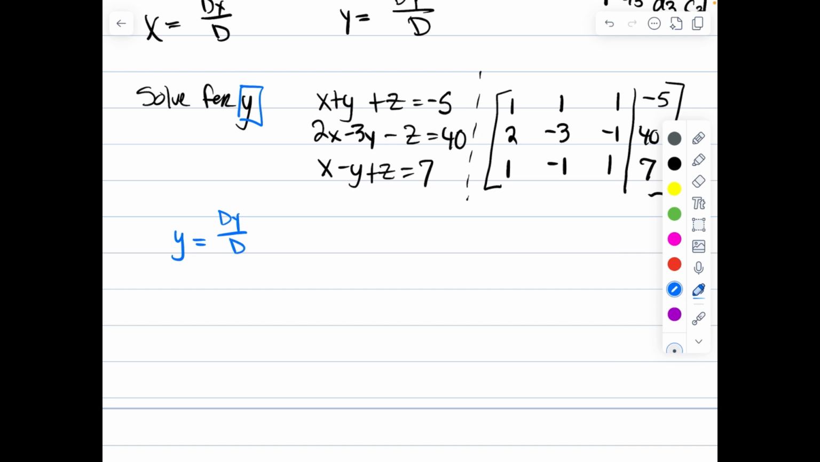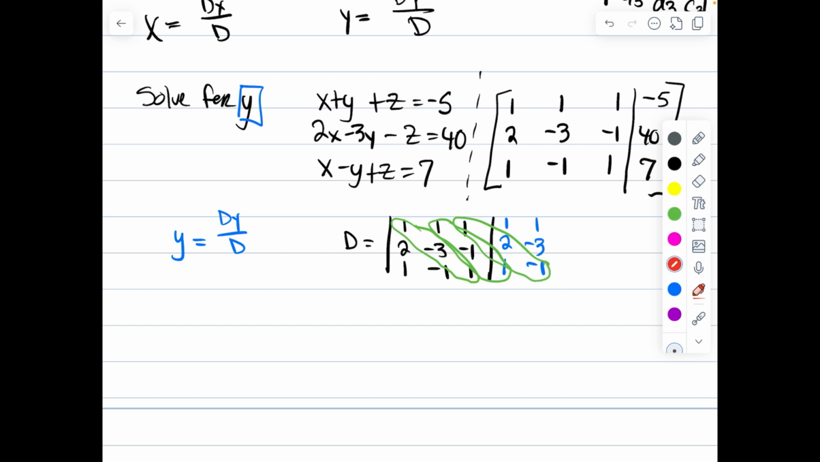over d. So let's go ahead and realize that our d would be the determinant of our coefficients. So that would be 1, 1, 1, 2, -3, -1, 1, -1, 1, right? So we would need to find the determinant of this. Don't forget the first two columns we write again on the outside, right? And then from here, what we're going to take is the left diagonals and add them up, and then subtract it from the right diagonals, right?